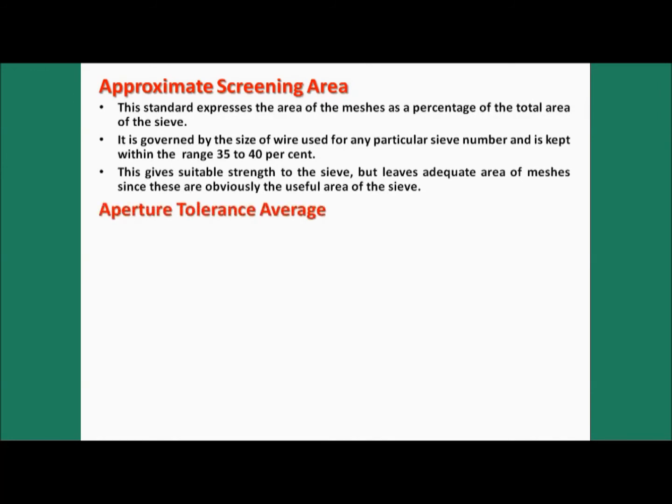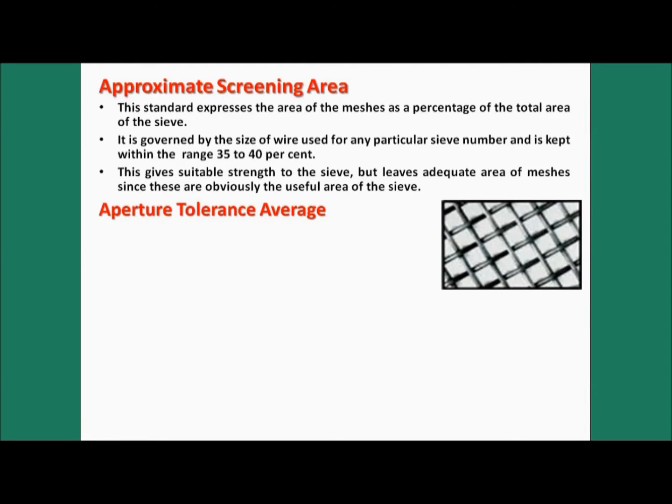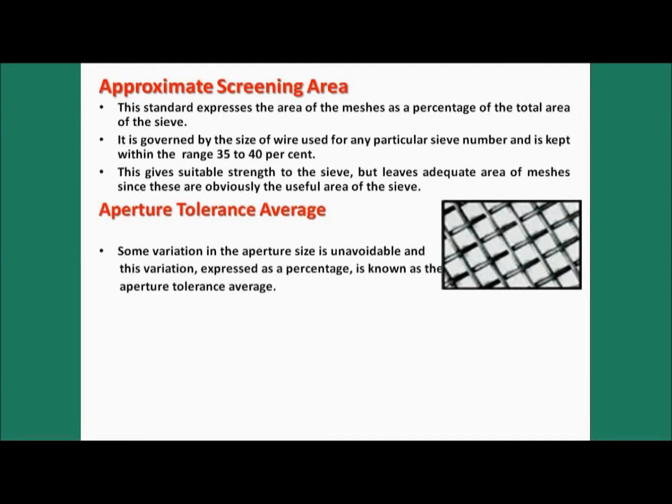Moreover, aperture tolerance average, what is that? As per this aperture tolerance average, there may be some variation between the apertures, right? And this variation is unavoidable. They are not always equal in size. Some sort of variation may be there, and this variation is expressed in terms of aperture tolerance average. Suppose this has an area of 100 square meters, this has an area of 98 square meters. So the variation is 2 square meters, right? So this can be expressed as aperture tolerance average, the variation in the area of the mesh, right?